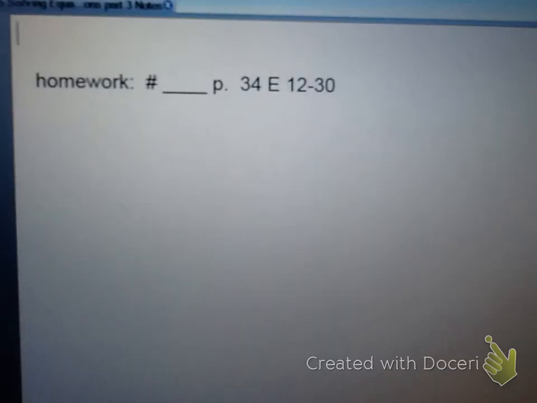Okay, this is your assignment. On the calendar, it says even numbers 12 through 46, but I changed it to even numbers 12 through 30. And this is assignment number 6. This is due along with the notes. Need to be put in your binder, and it's due on Friday.